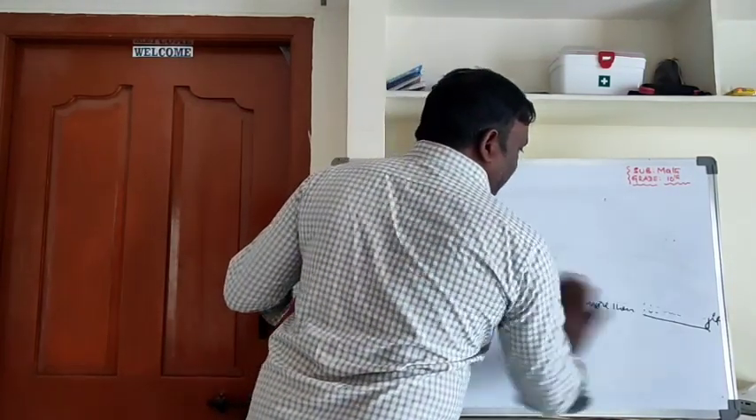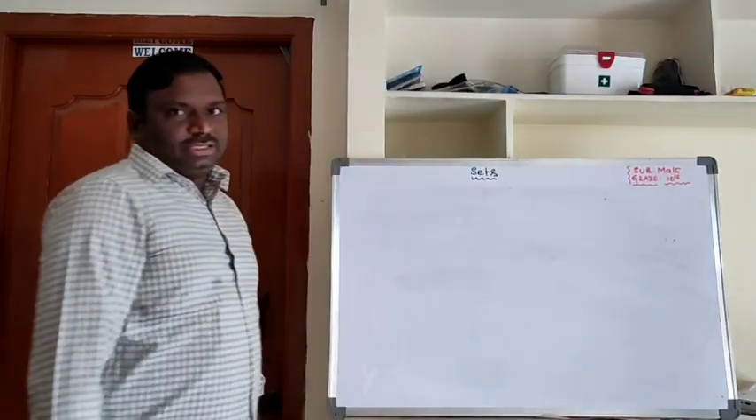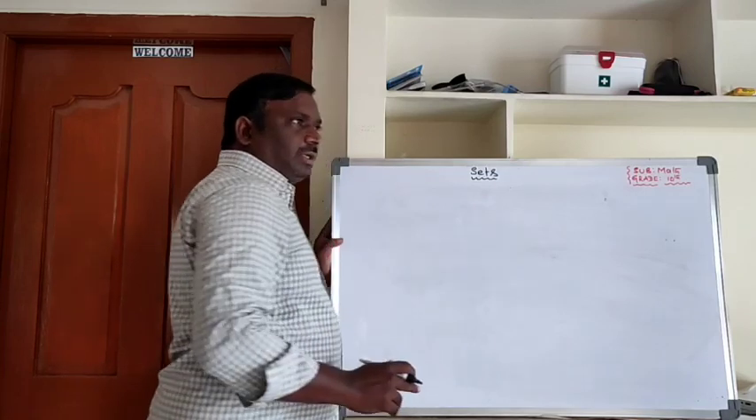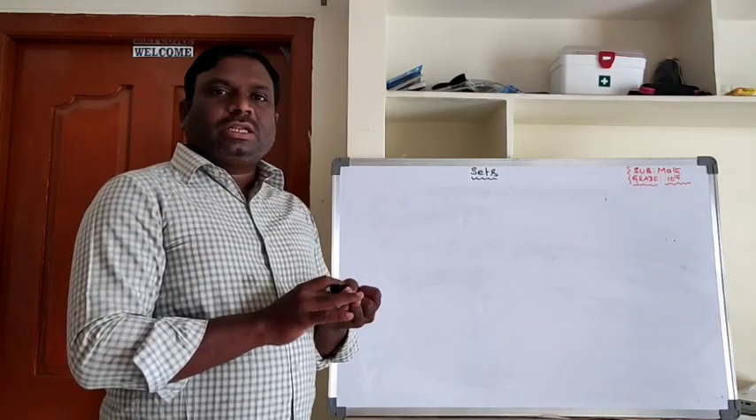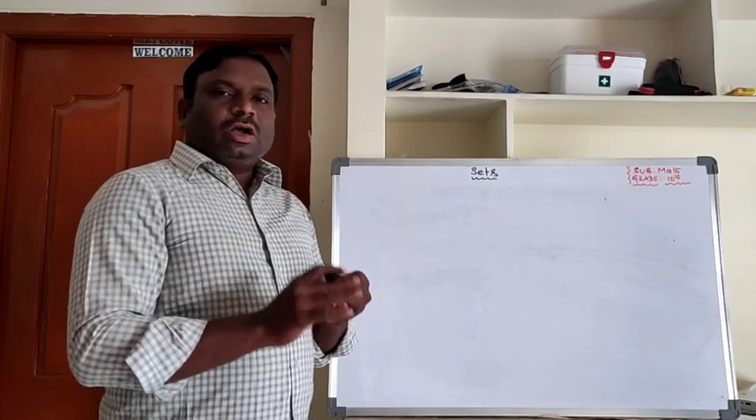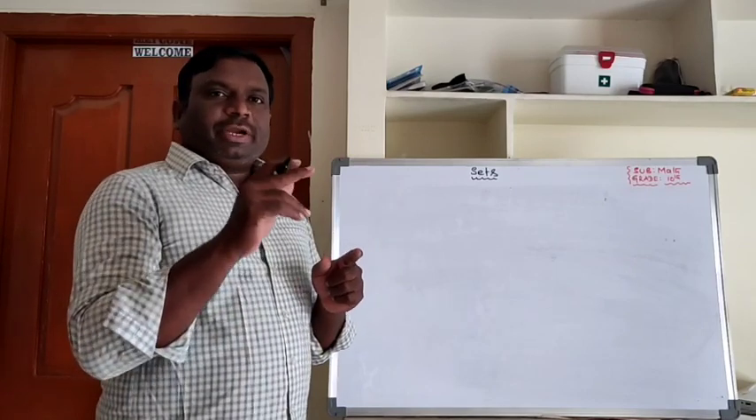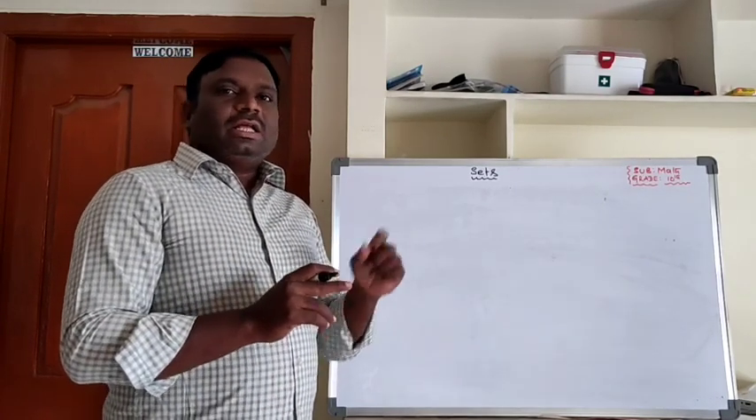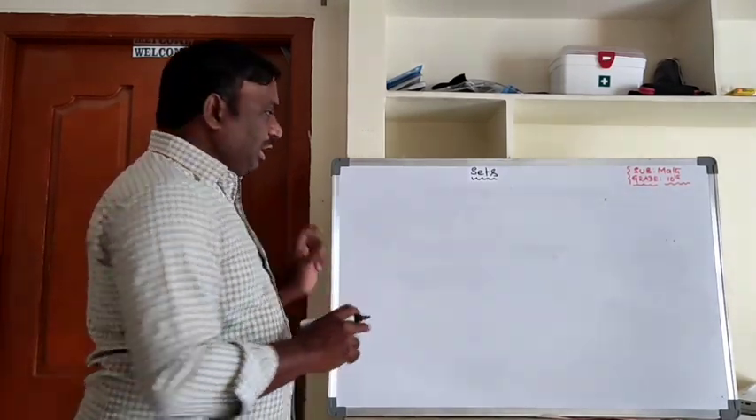And these sets are represented by capital letters. And the objects are elements. Both are synonyms. Objects are elements separated by a comma in curly brackets.